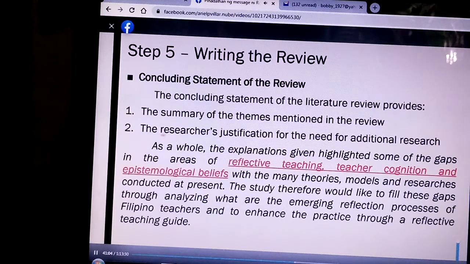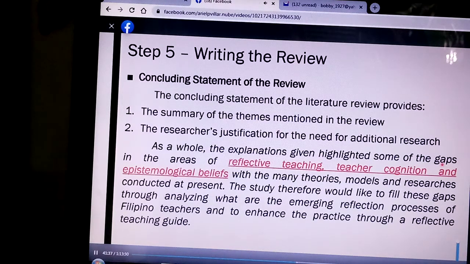Okay? So, ito ang sample format natin pwede yung sundan. As a whole, the explanations given highlighted some of the gaps in the areas of. Ito yung key terms po nung may-ari ng thesis na yan. Huwag nyo kopyahin. Ilagay nyo po yung key terms nyo based on your title. If you observe some of the gaps, if you remember, binabanggit niya ulit yung kanyang move number 3. So, ibig sabihin, when you have your concluding paragraph, babanggitin niyo ulit yung inyong move number 3 on the last paragraph of your review of related literature and studies.